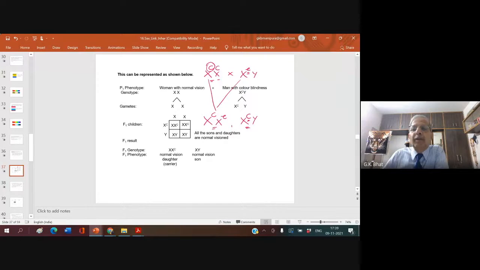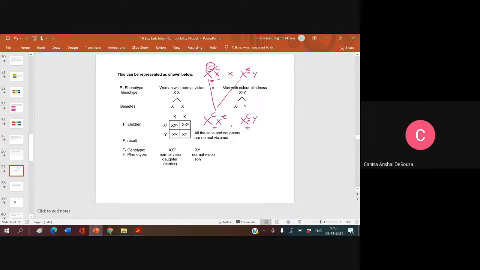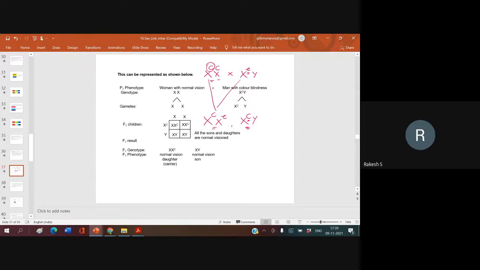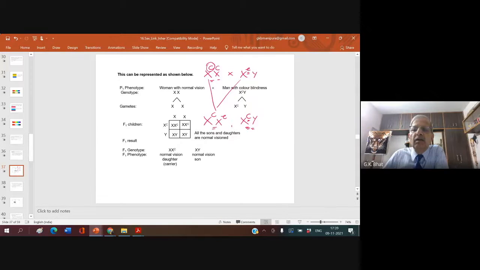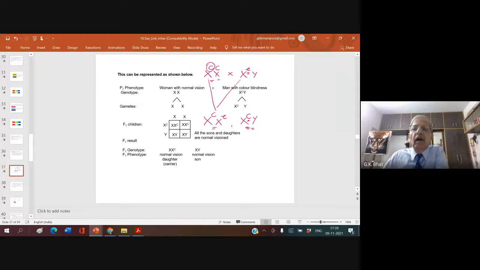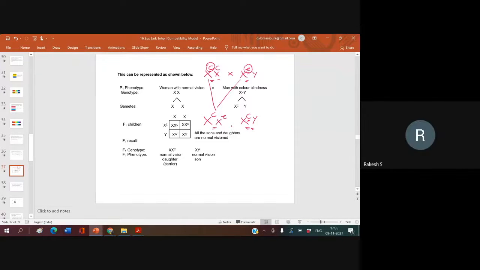So whether the man is affected? No, sir. Rakesh, color blindness is due to recessive allele. It is due to recessive gene. Is it recessive gene or dominant gene? Recessive.